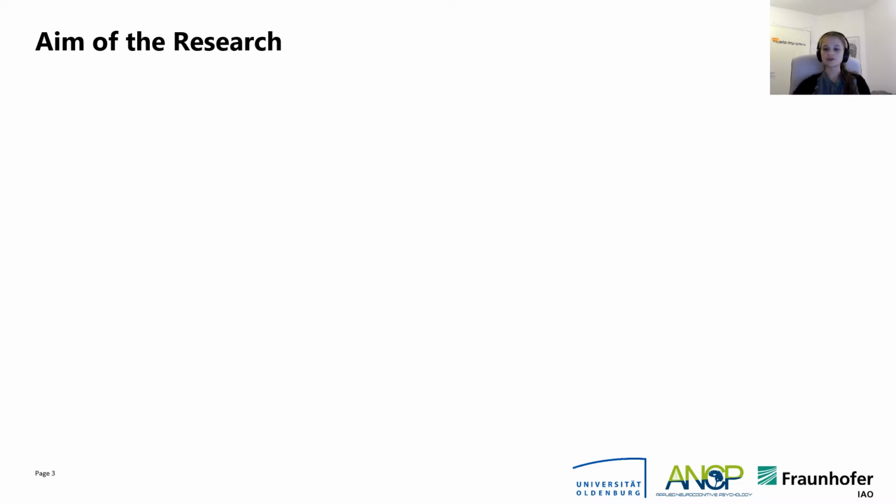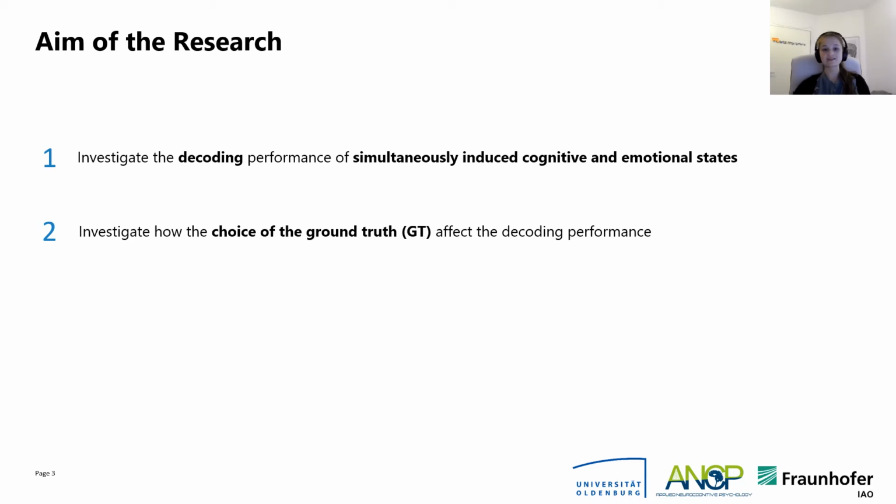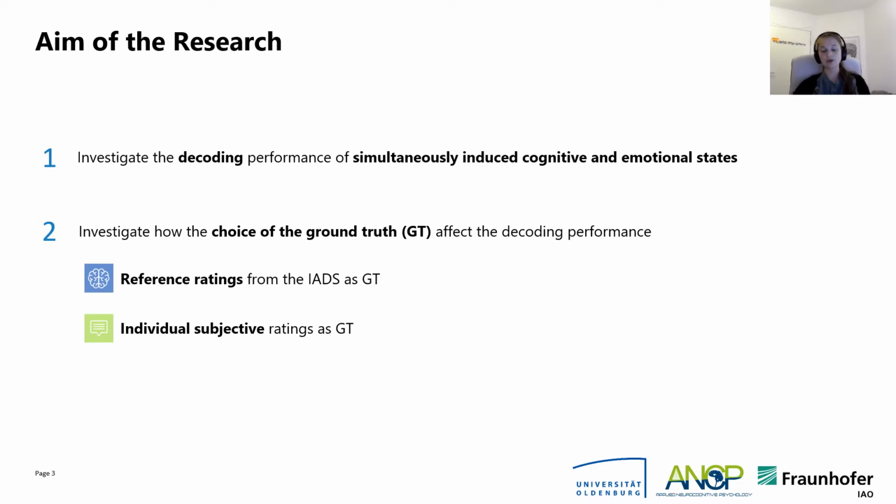The aim of the research that I present to you today is first to investigate the decoding performance of simultaneously induced cognitive and emotional states, and second, to investigate how the choice of the ground truth affects the decoding performance. We did this by first choosing the reference ratings from the IADS as ground truth and later retraining the models with the individual subjective ratings from the participants as a new ground truth. We investigated these two questions with EEG data from 5 participants in a small pilot study.